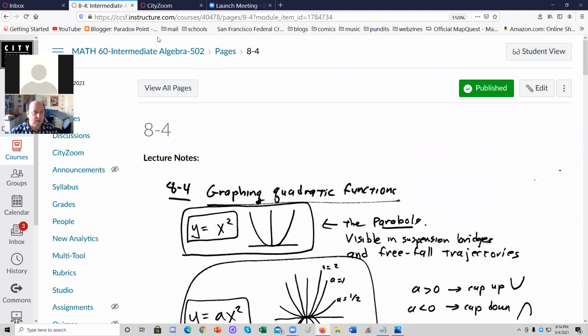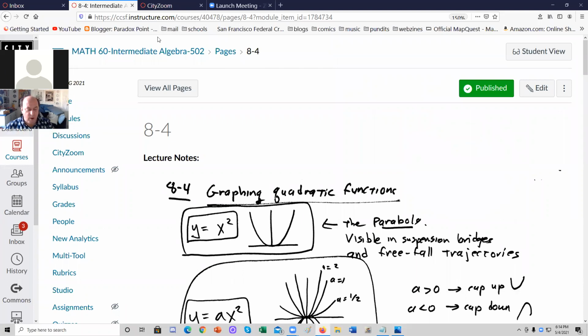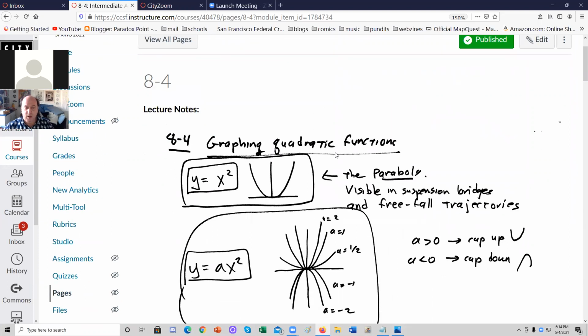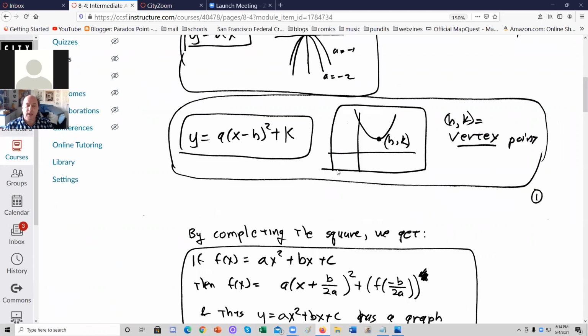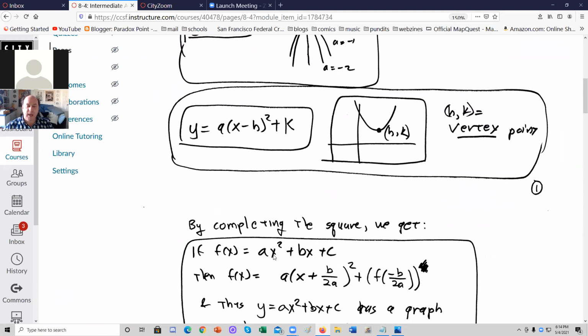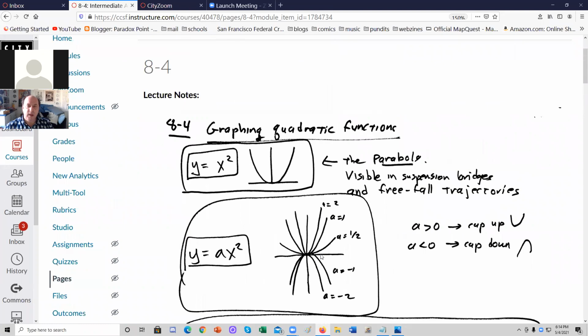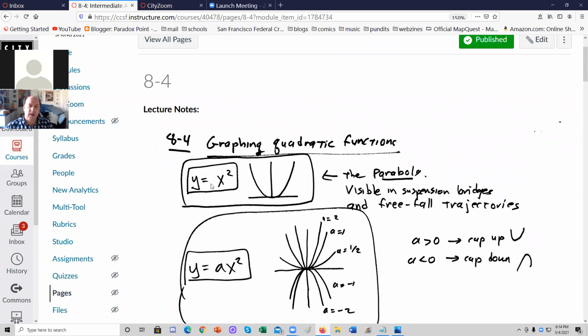For today, we will be doing 8-4 graphing quadratic functions and 8-5 quadratic and other nonlinear inequalities. Okay, quadratic function, well, it'll be of the form y equals ax squared plus bx plus c. Starting with the simplest one, y equals x squared, its graph is this U-shaped curve called the parabola.